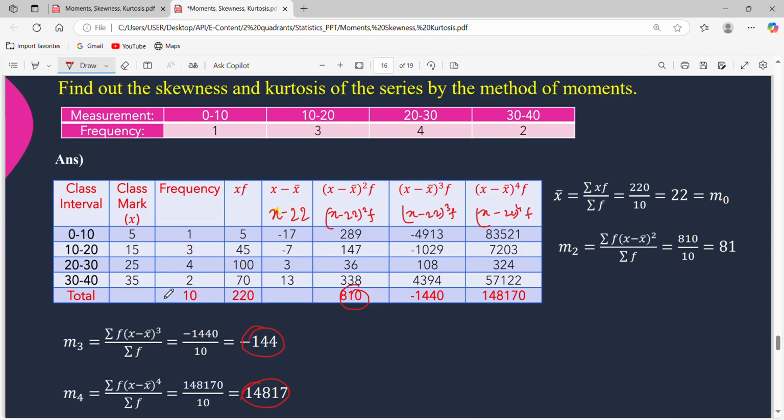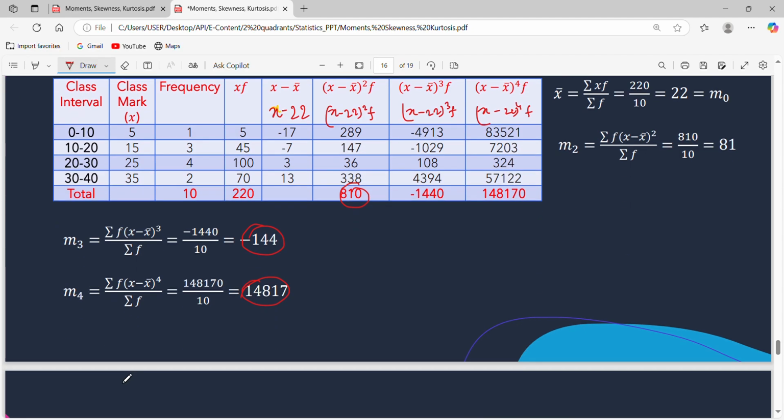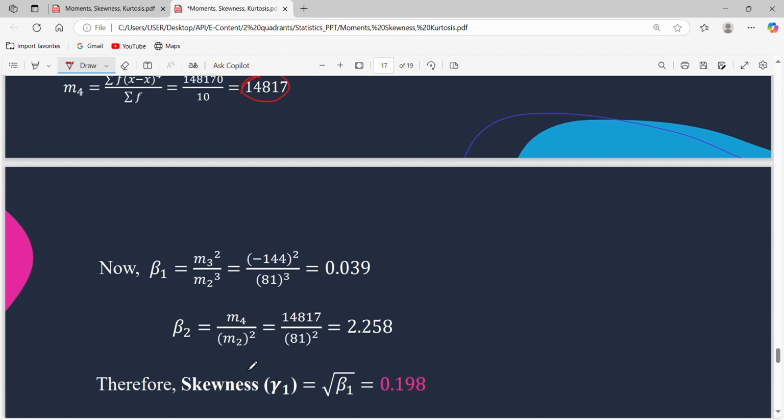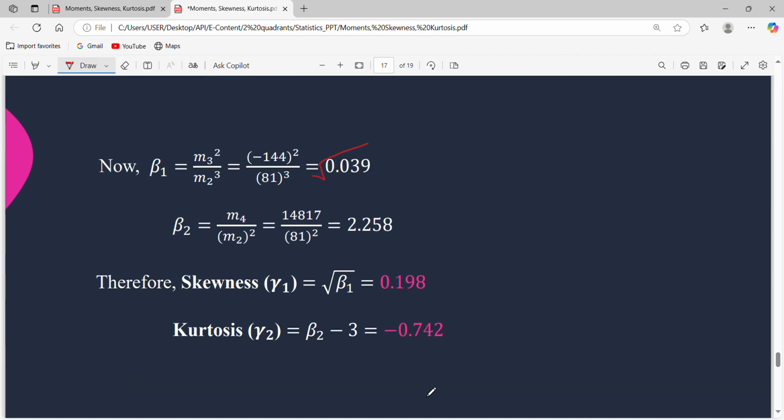So what is the question? The question is to find the skewness and kurtosis. We have found m2, m3, m4. According to the formula of beta 1 and beta 2, just put the values. Beta 1 is m3 square by m2 cube. Beta 2 equals m4 by m2 square. So the skewness is gamma 1 equals root over beta 1, and the value is 0.198, and kurtosis is beta 2 minus 3. So beta 2 equals this.